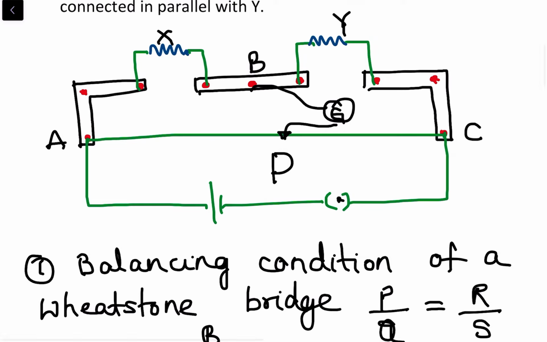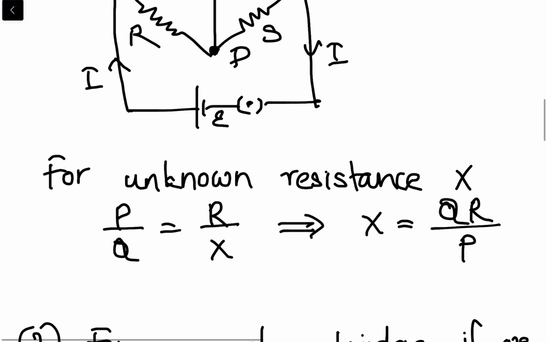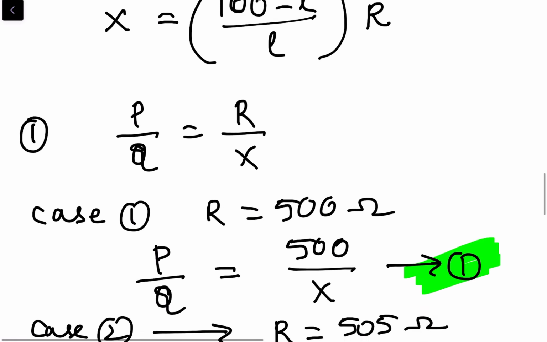Then in X place we have to imagine R, in Y place we have to imagine S, that is R and S. In place of S, they connected 12 ohms in parallel. Then the null point we got at 50 centimeters. Now our problem is to find the values of R and S. So let's start problem number 2.